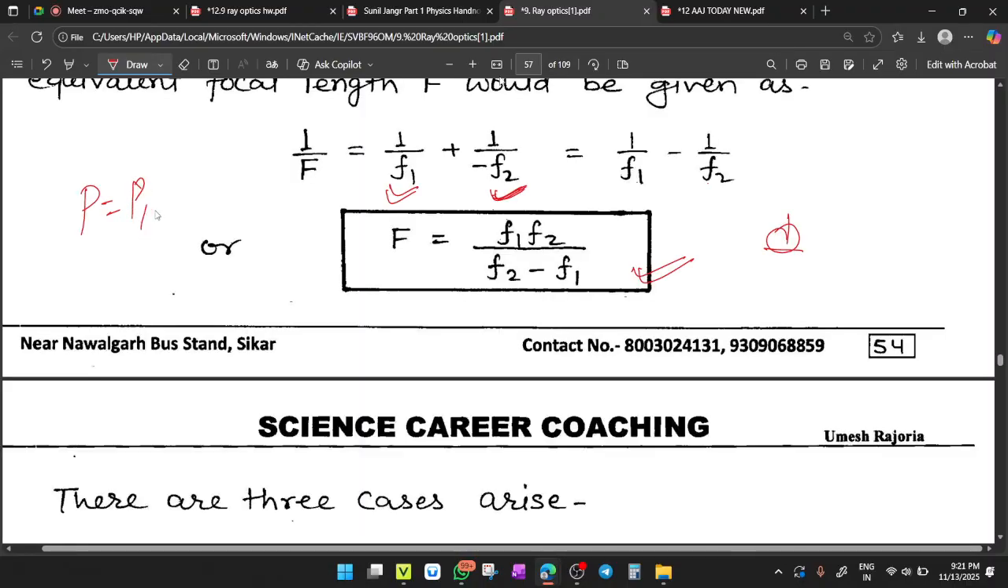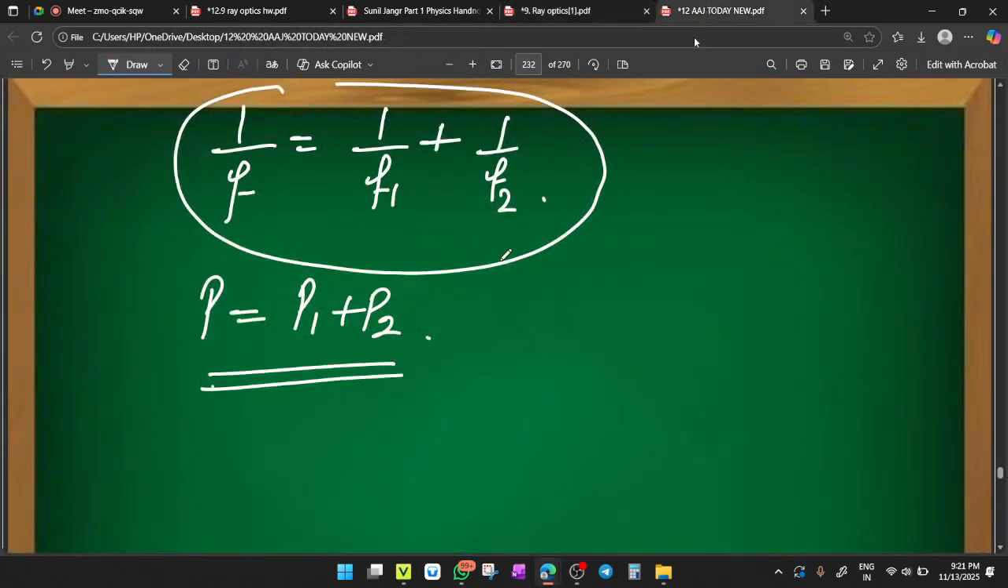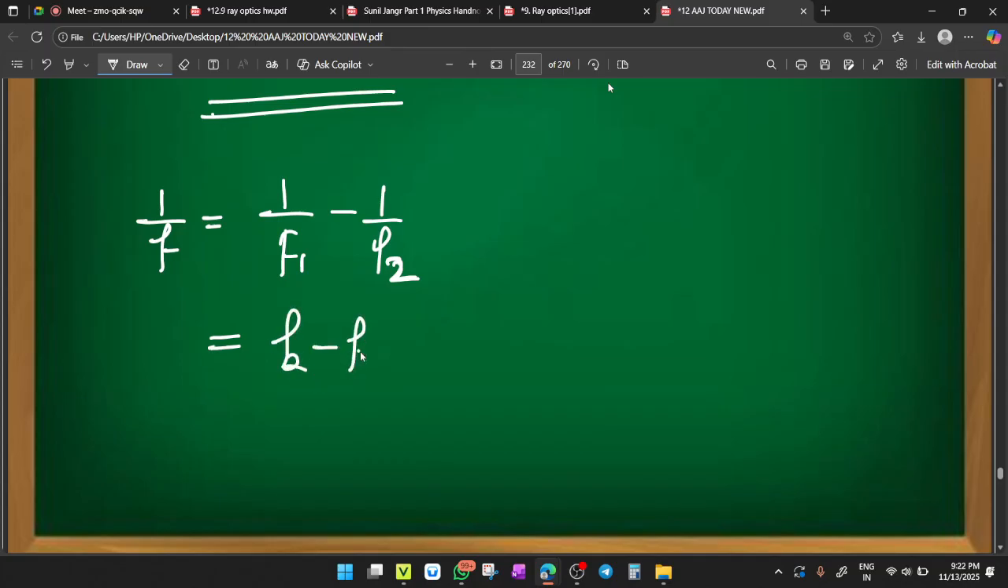Power is equal to P1 minus P2, because the power of a convex lens is positive and for a concave lens it is negative. Yes. So there are three cases that arise for the combination of convex and concave. Check here. We have 1 upon f equals 1 upon f1 minus 1 upon f2. So it becomes (f2 minus f1) upon f1 f2.